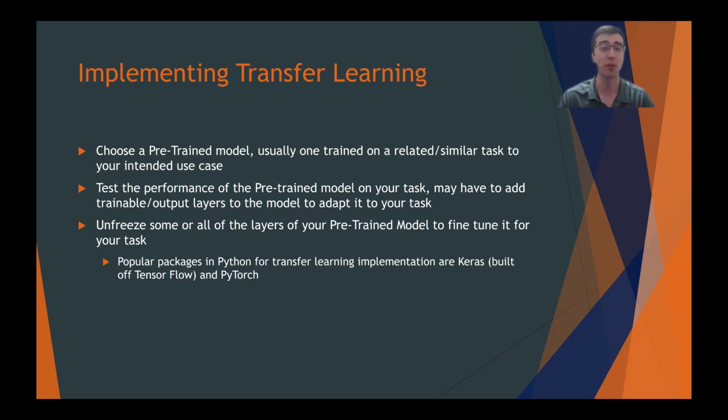So how do you implement transfer learning? Well, it's pretty simple. The first thing you do is choose a pre-trained model, usually one that's trained on a related or similar task to your intended use case. Then you test the performance of that model. In order to make it work, you may have to add a few trainable layers or some output layers to the model to make it adapt properly to the task you're trying to accomplish. And then finally, you'll unfreeze some or all of the layers of your pre-trained model to fine-tune it for your task. There's a couple of different packages available in Python for transfer learning implementation, such as Keras, which is built off of TensorFlow, as well as PyTorch.